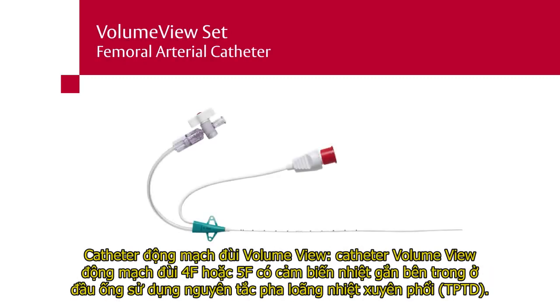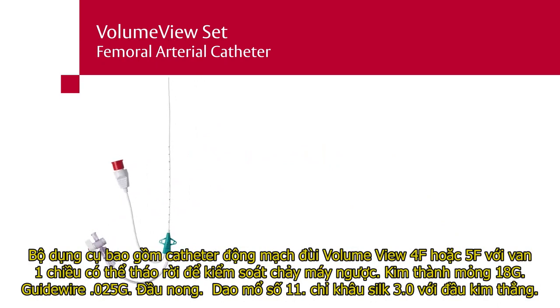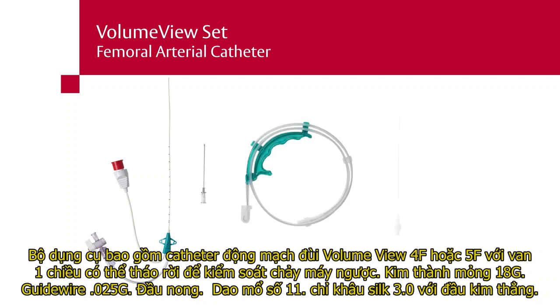VolumeView femoral arterial catheter. The VolumeView catheter is either a 4 or 5 French femoral arterial catheter with an embedded thermistor at the tip used during Tptd. The kit is composed of VolumeView femoral arterial catheter, 4 or 5 French, with a removable one-way valve to control back bleeding, 18-gauge thin wall needle, 0.025 gauge guide wire, dilator, scalpel number 11 blade, 3/0 silk suture with a straight cutting needle.